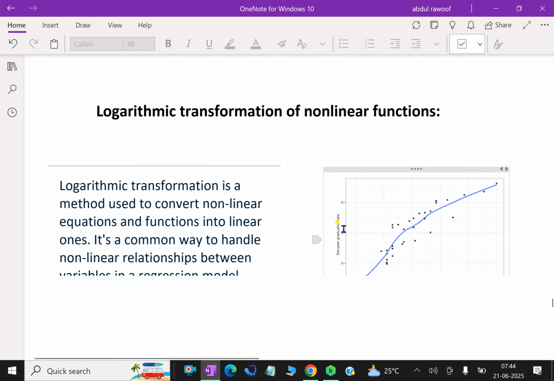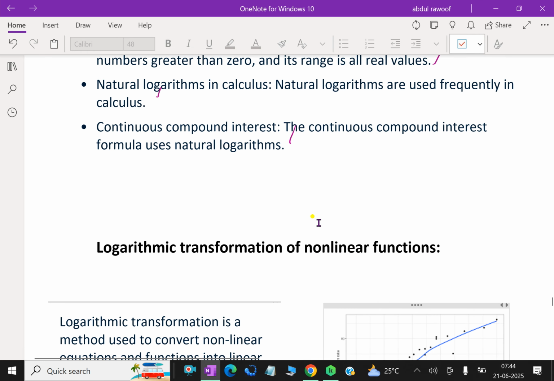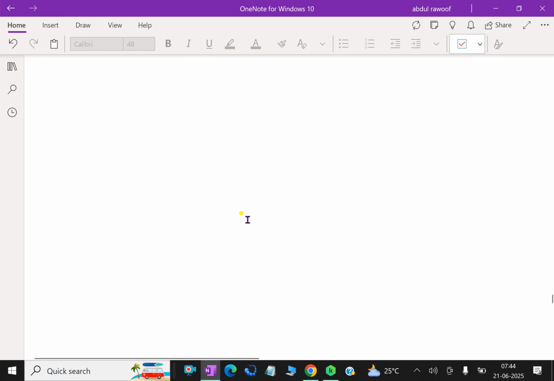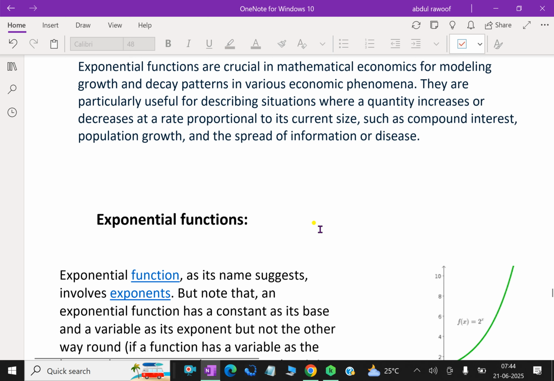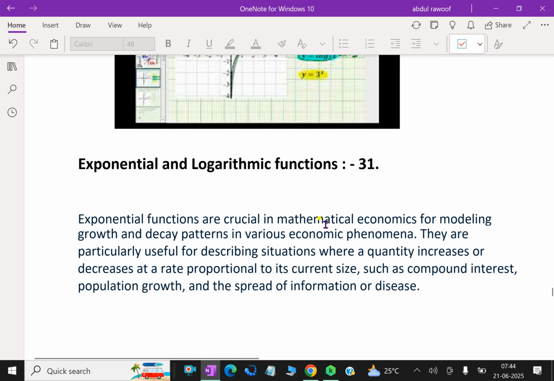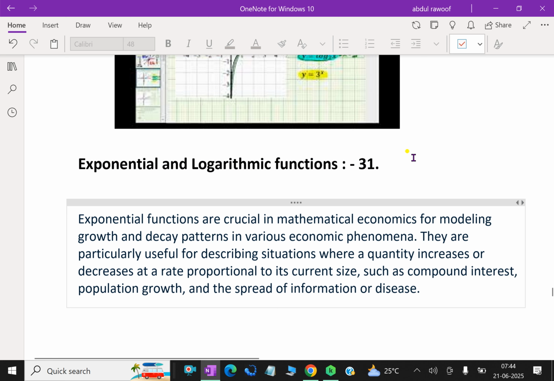So far, we discussed the notes about logarithmic and exponential functions useful in mathematical economics. In future videos, we will do some example problems regarding this concept.